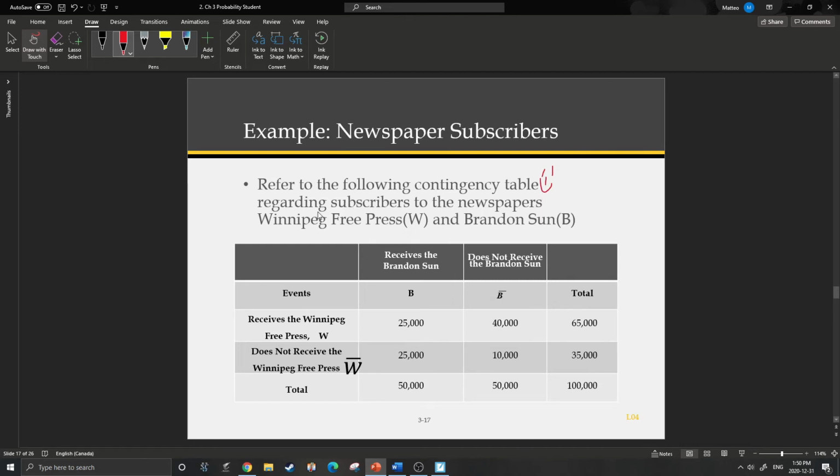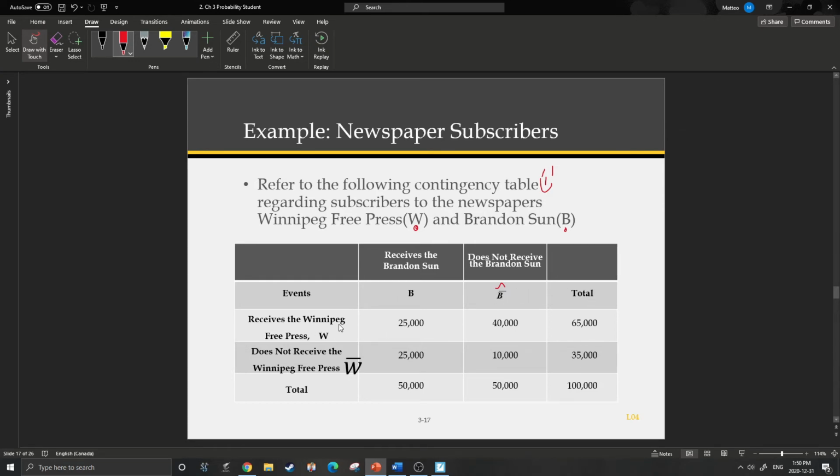Refer to the following contingency table regarding subscribers to the newspapers Winnipeg Free Press, which we're going to call W, and the Brandon Sun, which we're going to refer to as B. So what are the events? The events are that they receive the Winnipeg Free Press, W, given that they receive the Brandon Sun. There's 25,000 people who do that. And they do not receive the Brandon Sun. Notice that B and then not B notation. And then we have some totals along the side.